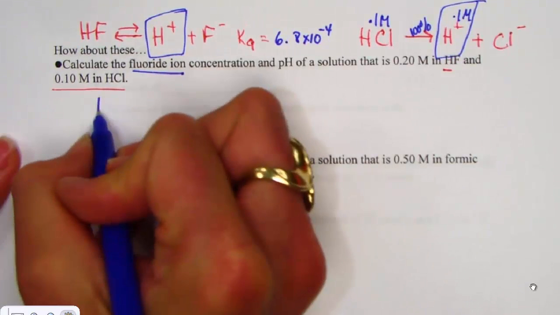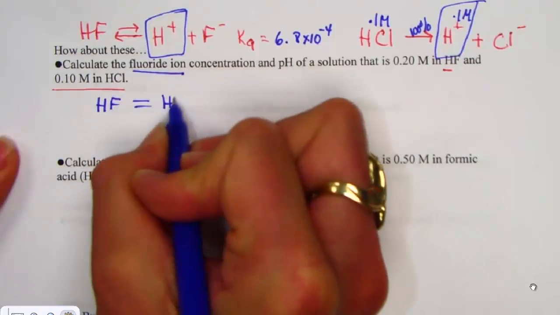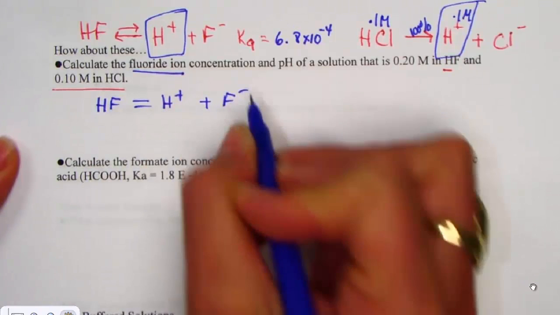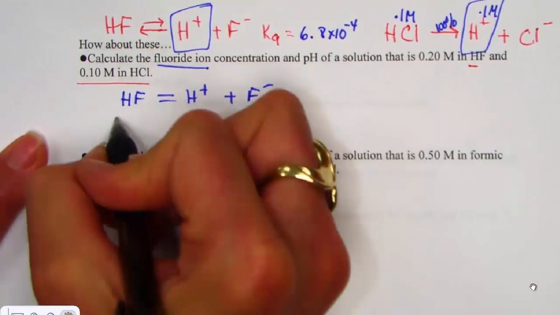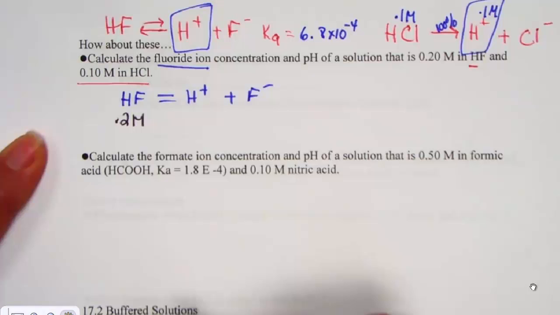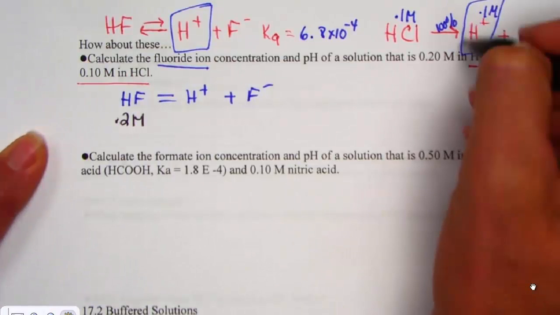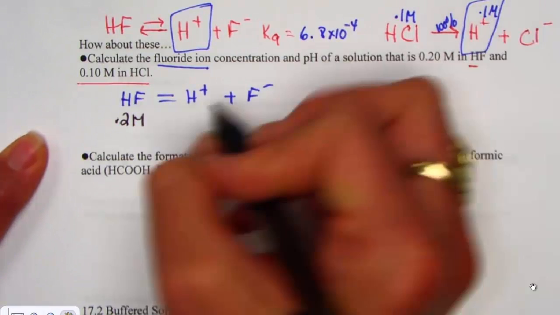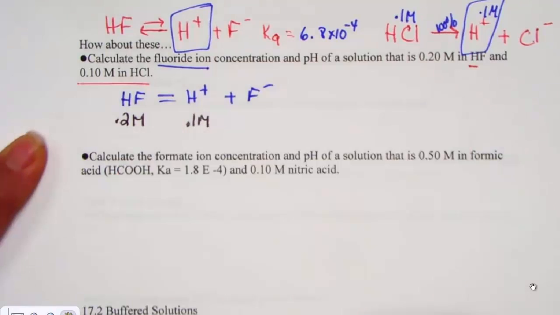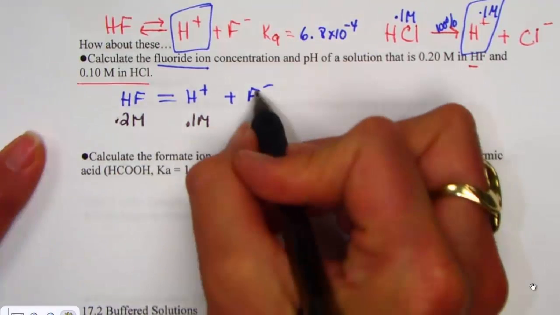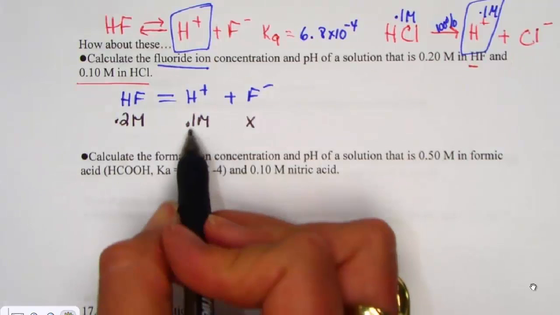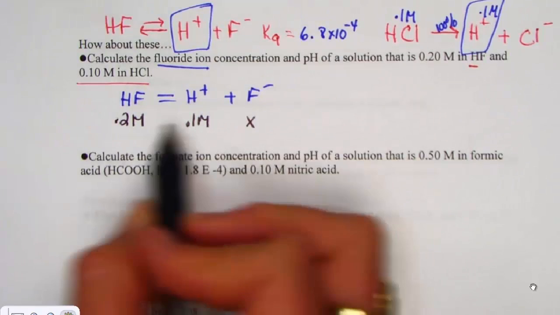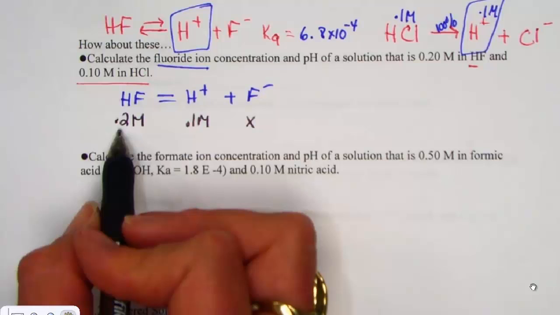So tabulating what we know in common. Let me just rewrite our equilibrium since this is what we're considering when we solve for our math. The 0.2 molar was the concentration of HF. The contribution of the hydrogen ion is coming from the strong acid, 0.1 molar. Now, fluoride we can let represent X. We don't know its concentration. Now, technically, this should be 0.1 plus X. This should be 0.2 minus X.